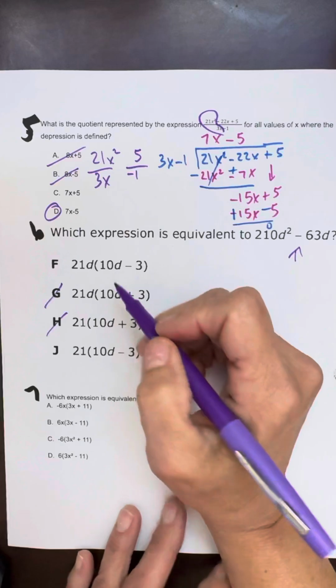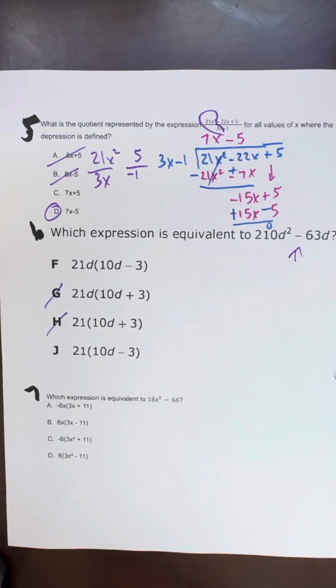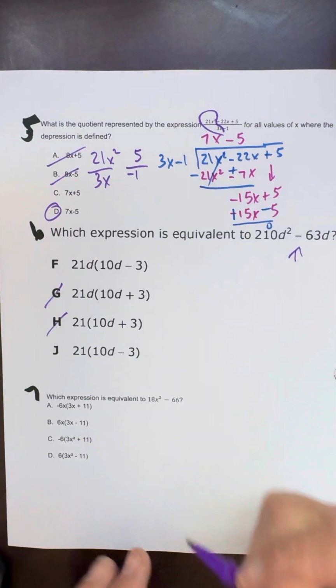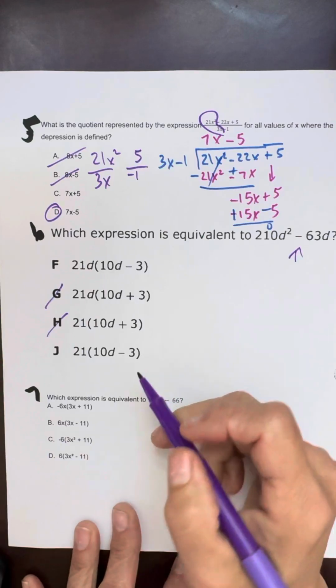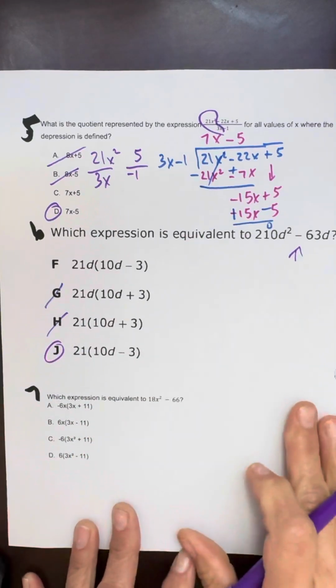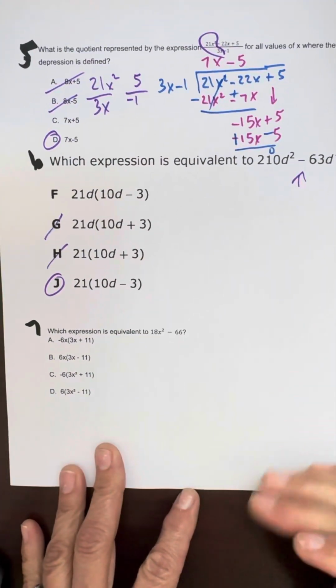So we're just distributing, which is multiplying. And again, you take your problem in Y1, your answer in Y2, changing everything to X, and you can check your answer. So our answer is J. Number 7.